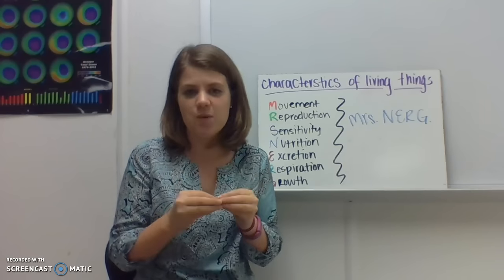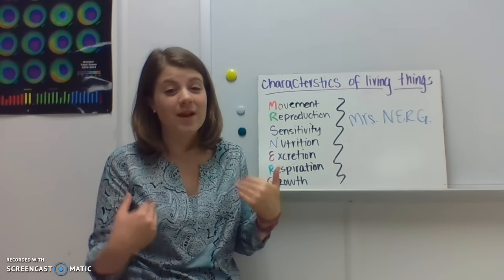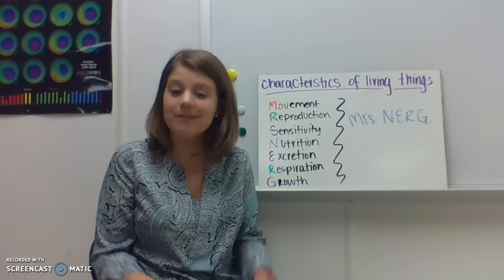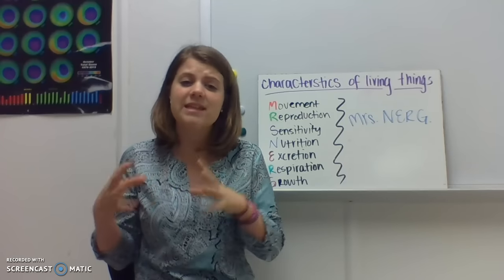All right, what about nutrition? It's going to need nutrition. Every living thing needs energy and needs to be fed. All right, excretion. If you don't know what excretion means, it means getting rid of waste products. So we're going to talk about this in the human body, because we all know what happens when we get rid of our waste. Well, there's a couple ways, but we know that one way, right? So every living thing needs to get rid of waste.